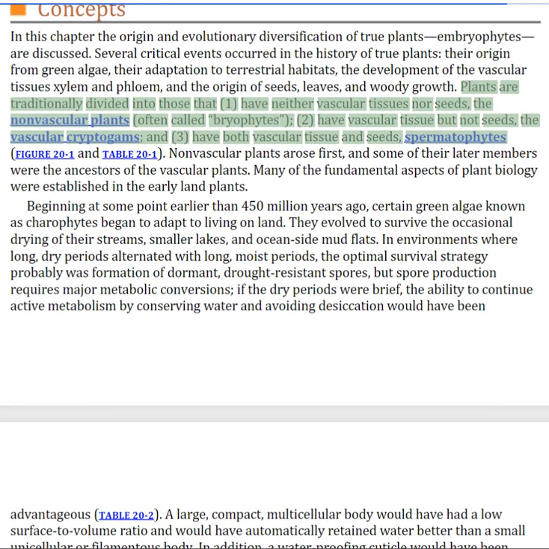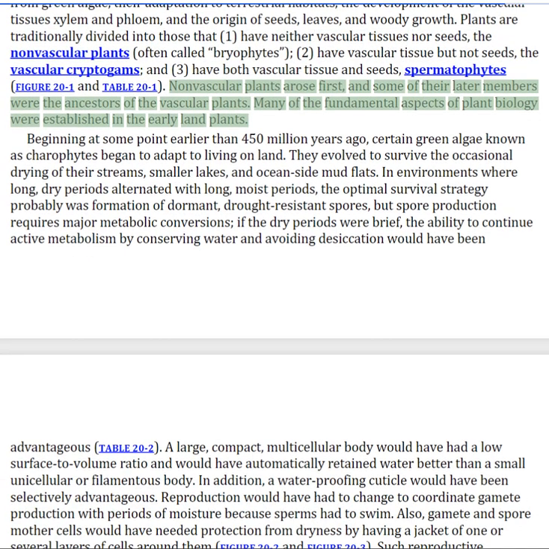Plants are traditionally divided into those that have neither vascular tissues nor seeds, the non-vascular plants; those that have vascular tissue but not seeds, the vascular cryptogams; and those that have both vascular tissue and seeds, the spermatophytes. Non-vascular plants arose first, and some of their later members were the ancestors of the vascular plants. Many of the fundamental aspects of plant biology were established in the early land plants.